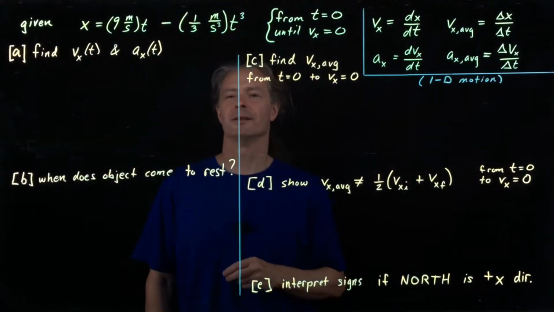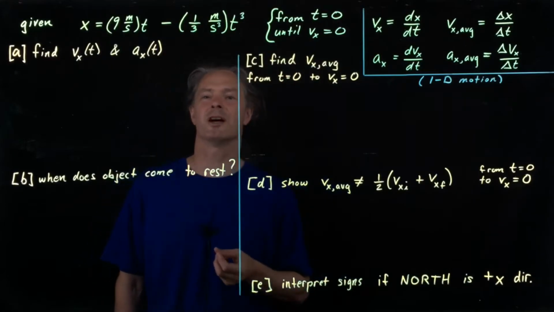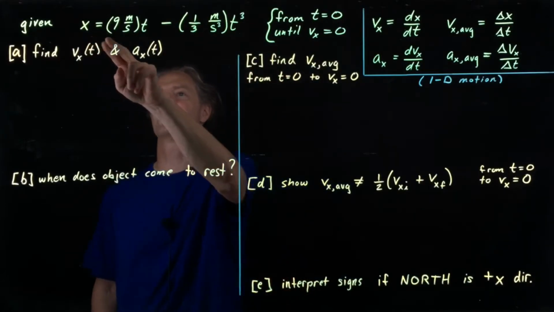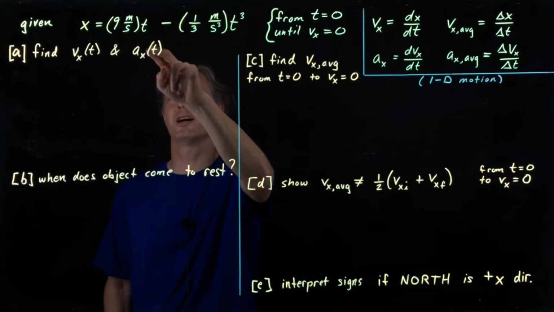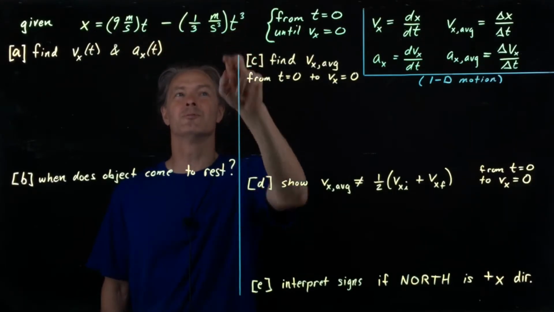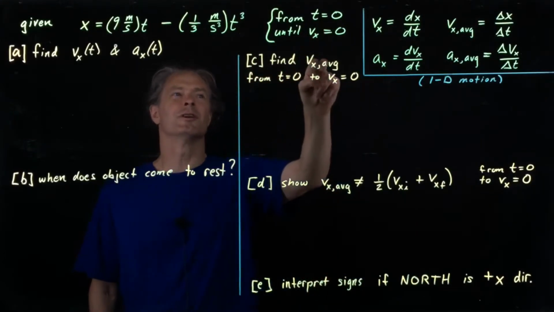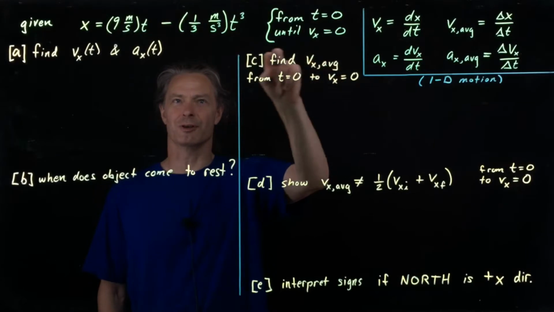Hi everybody. In this one-dimensional motion example, let's imagine that the position as a function of time for some object is given by x equals 9 meters per second times time minus 1/3 meters per second cubed times time cubed. Let's imagine that this is valid from time equals 0 until when the velocity first equals 0 according to this expression.